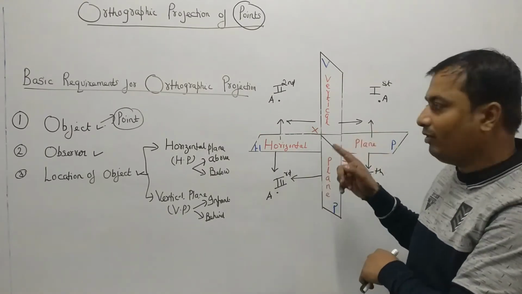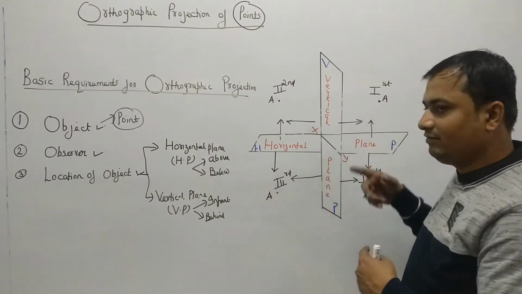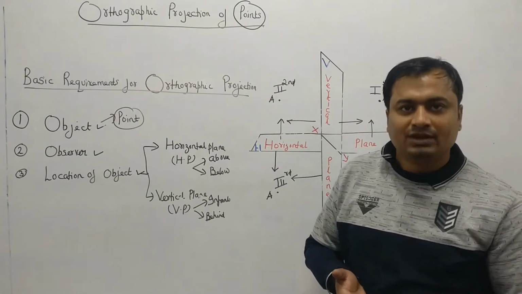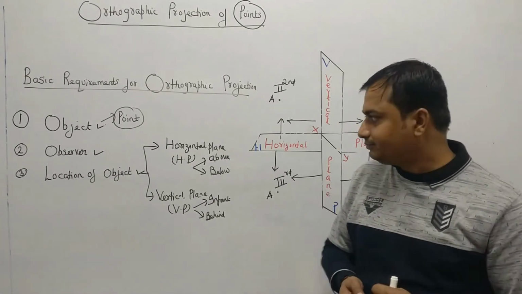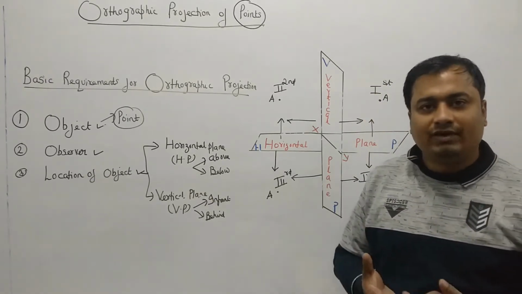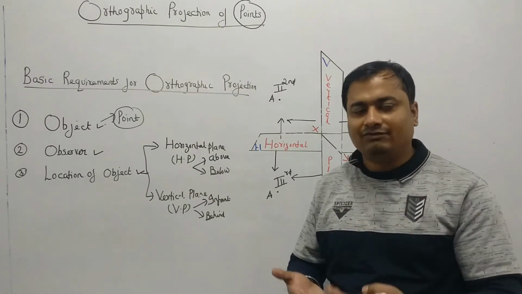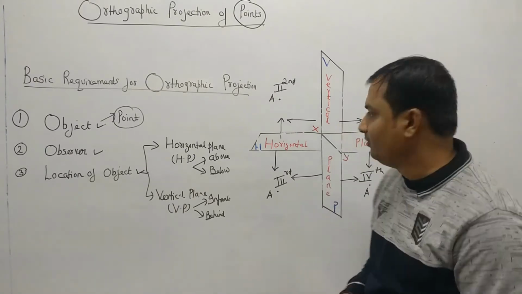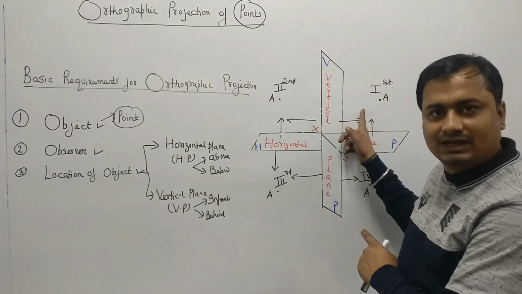So there are four cases regarding the point, based on the angle in which it is situated. If the point is situated in the first angle, we have to find the front view and top view of the point. With respect to HP and VP, we have to find out where the front view will be located and where the top view will be located. We have to draw the projection of the point. The first case will be for the first angle.